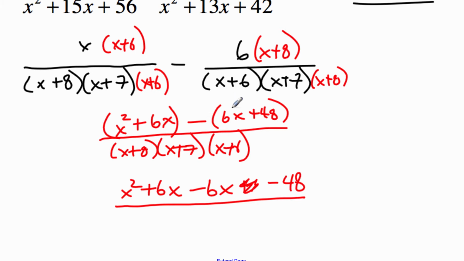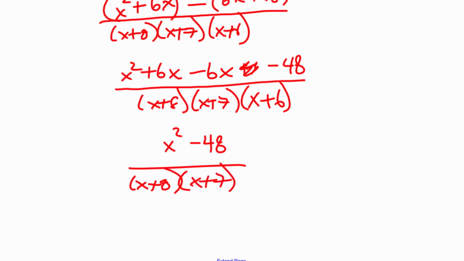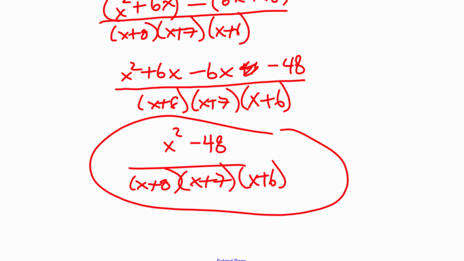Pretty easy to mess up on that dirty, rotten, filthy, stinking negative. All over x plus 8, x plus 7, x plus 6. Then, collect like terms, so I'll have x squared, 6x take away 6x is 0, minus 48, all over x plus 8, x plus 7, x plus 6. And there, I'm done. Okay, getting the hang of it.